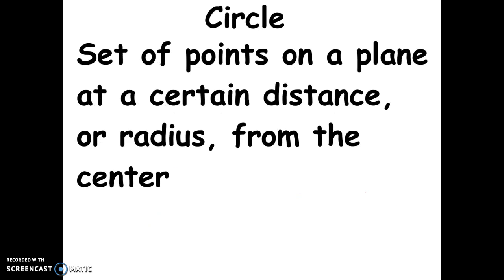A circle is a set of points on a plane at a certain distance or radius from the center. So we all know what a circle looks like, and mine is so ugly. But here will be our center point, and that center point is named with a letter of the alphabet. Now, the way that we would name this circle is simply calling it circle A. It is named for its center.